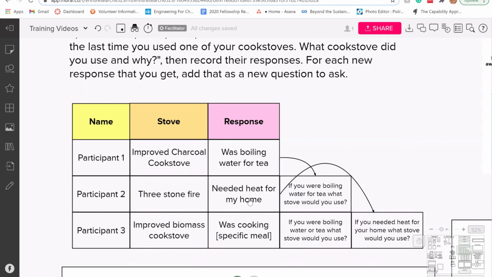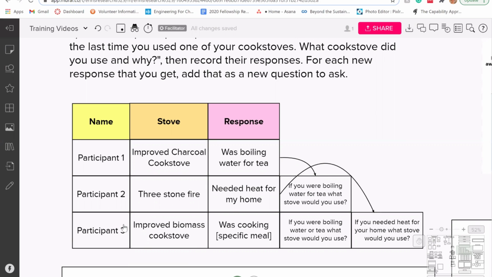Different questions around that. Additionally, you're going to follow up and also ask them about the decision criteria that participant 1 gave. So if you were boiling water for tea, what stove would you use and why? And so basically, we're just validating responses and seeing if we start to see trends. So let's say they were like, oh, I would also use my improved charcoal cook stove. Well, why is that? Oh, well, I would use it because it's fast. So that's where we start seeing more and more trends and get more insight.